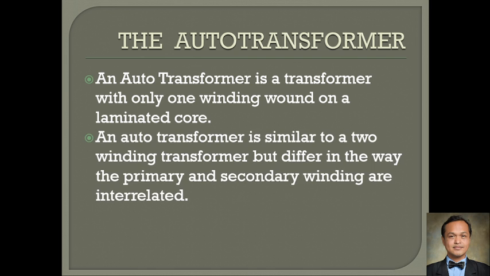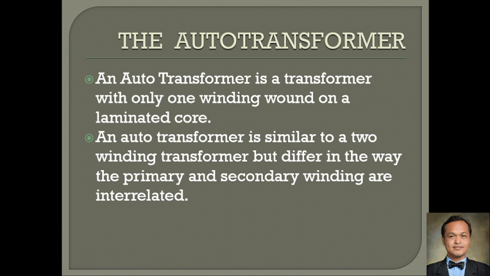An auto transformer is similar to a 2-winding transformer but differs in the way the primary and secondary windings are interrelated. Actually, it can also work the other way around: a two winding transformer can be made into an auto transformer, but not vice versa. Mostly, an ordinary two winding transformer can be made into an auto transformer.